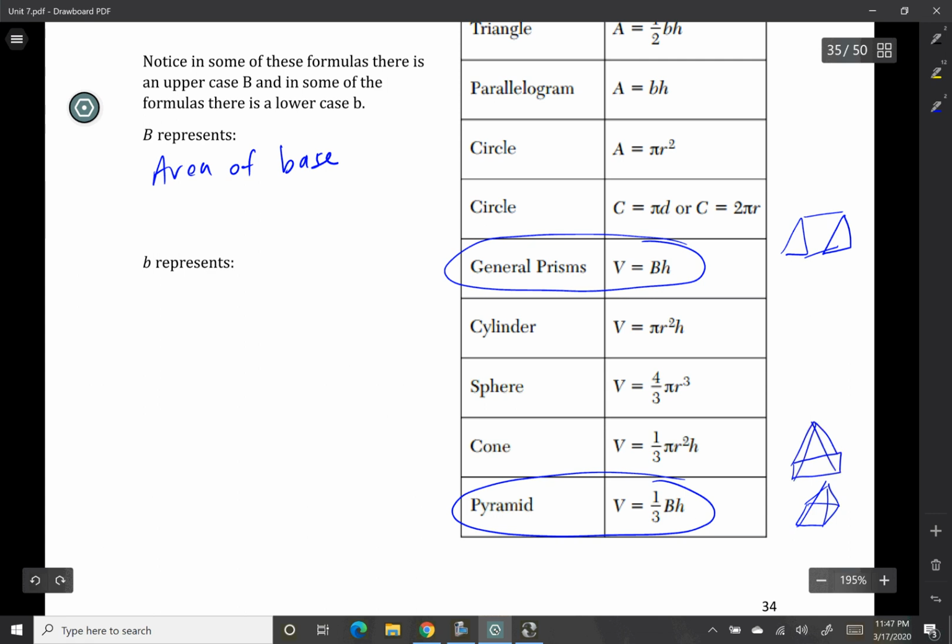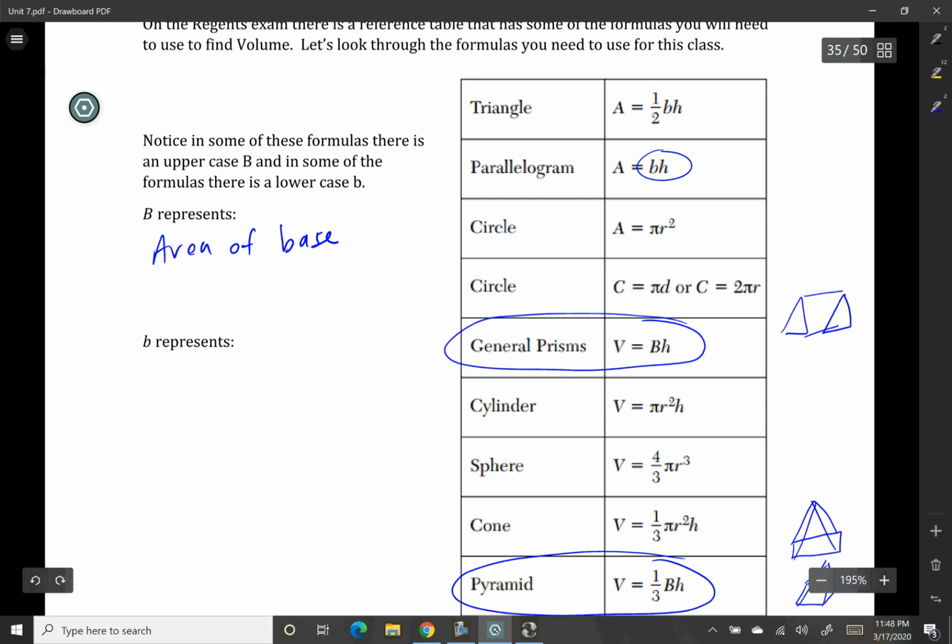The lowercase b, which you'll notice is in this formula up here for parallelogram and triangle, that represents the length of the base. And that's usually going to be in the formulas for two-dimensional figures. So we have to understand the difference. When you see B as an uppercase letter, we're talking about an area. We're not talking about just a length.